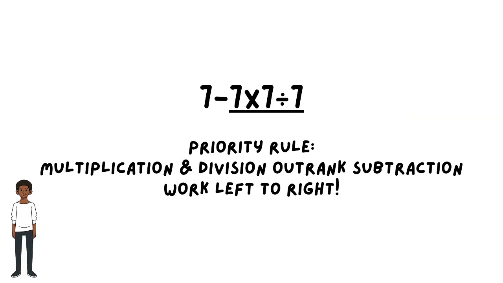According to PEMDAS, multiplication and division take priority over subtraction. Since multiplication and division share equal precedence, we work across that group strictly from left to right. Moving from the left, our first calculation is 7 times 7.